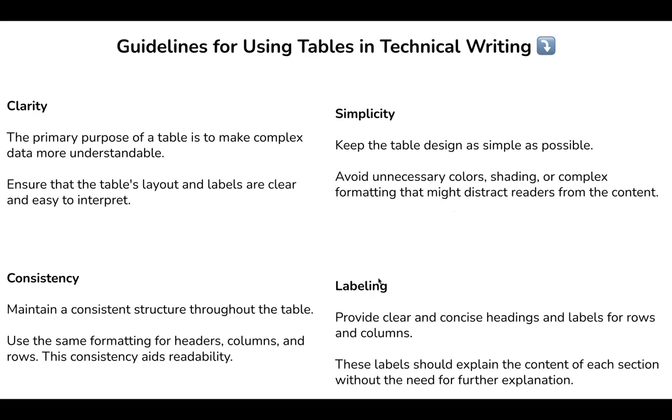So labeling, you should try to provide clear and concise headings and labels for rows and columns when using tables, right? So these labels should explain what the content of each section is without the further need for explanation. So once they see that, okay, this is the label of this table, they should know that, okay, this is it. No complex labels or things that they need to think too much about before they understand. So you should provide clear and concise headings and labels for rows and columns.